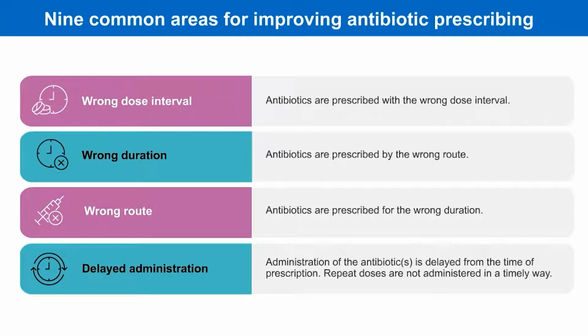Delayed administration is another issue, when the administration of the antibiotic or antibiotics is delayed from the time of prescription. For example, repeat doses are not administered in a timely way, which is critical in the case of septic shock and other serious infections. Tackling these common areas for improving antibiotic prescribing calls for a systematic approach to implementing AMS interventions.